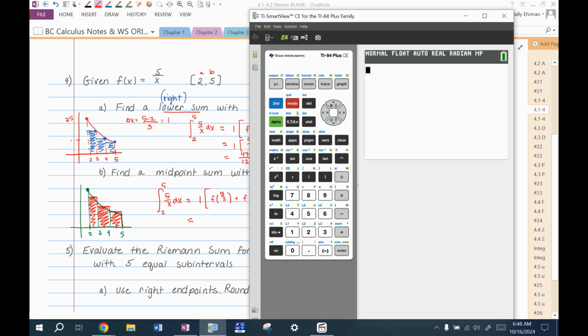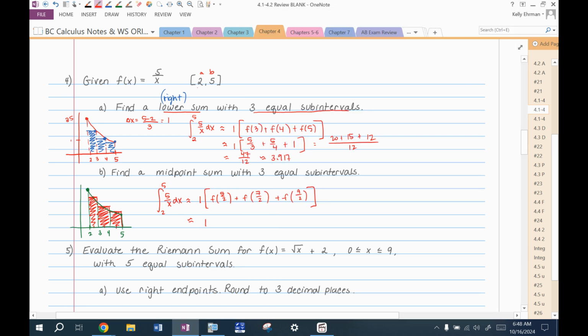Okay, so 1 times f of 5 over 2 plus f of 7 over 2 plus f of 9 over 2. 4.540. It's nice to have the decimal version too, because you can say, yeah, this should be larger than the lower sum, because even though you're still leaving some area out, you're kind of accounting for that by putting in some extra area on the outside as well.